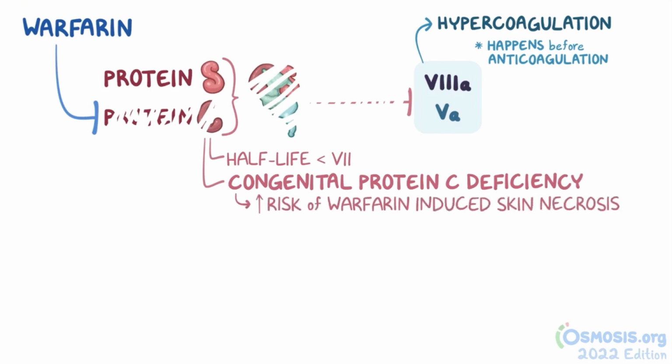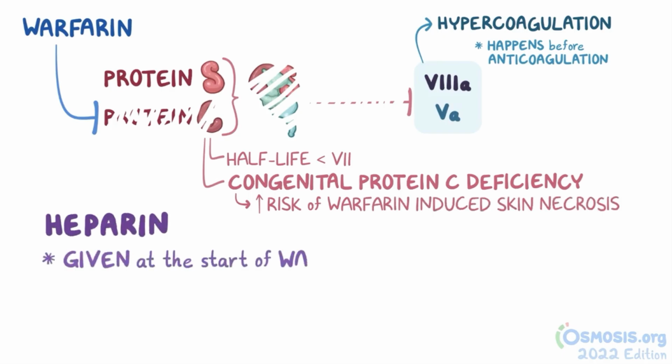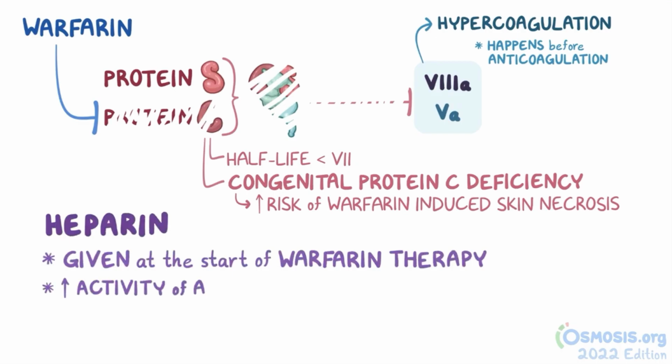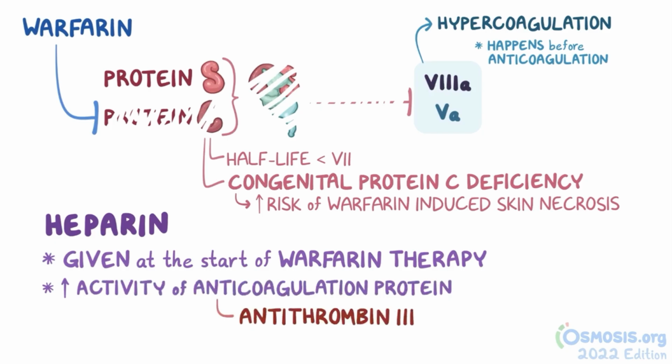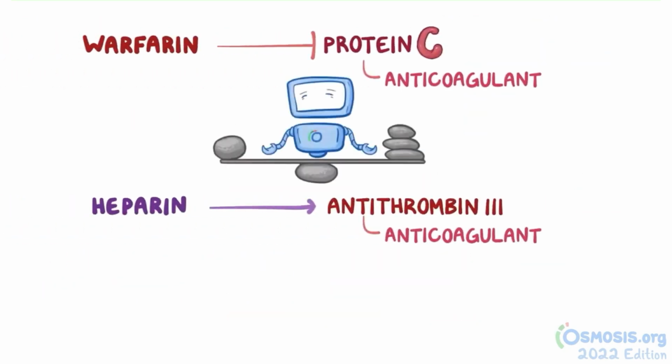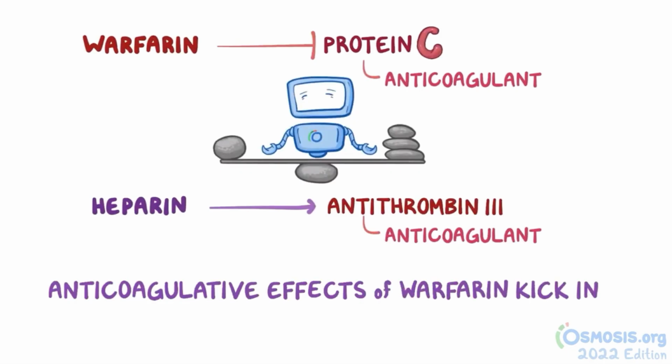So to combat this, another anticoagulant called heparin is often given at the start of warfarin therapy. Heparin enhances the activity of another anticoagulation protein found in the body called antithrombin 3, which normally inactivates activated factor 2, or thrombin, and factor 10A. This balances things out until the anticoagulative effects of warfarin kick in, and it's referred to as a heparin bridge.